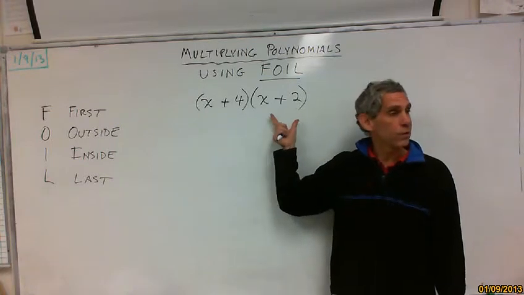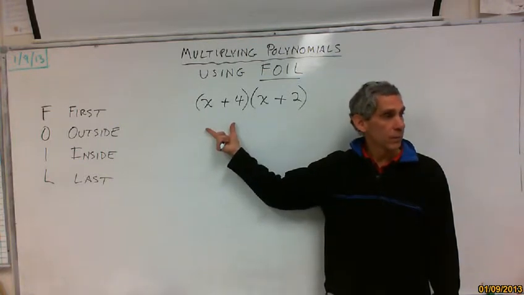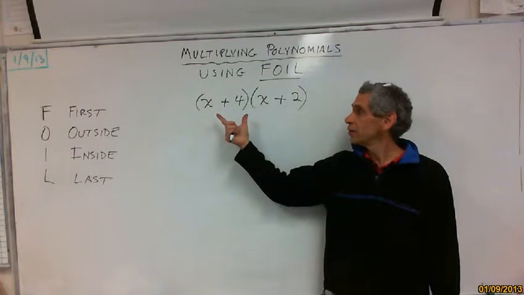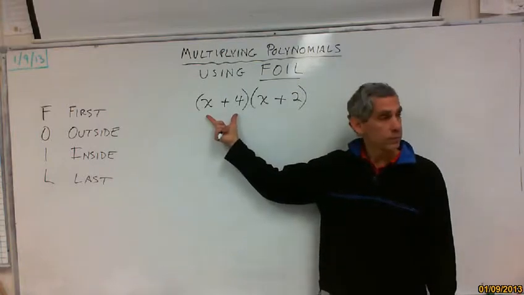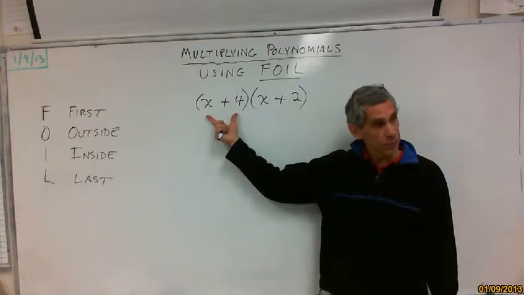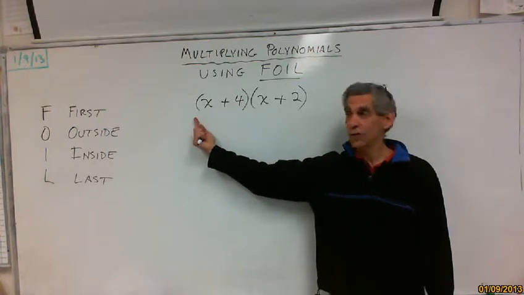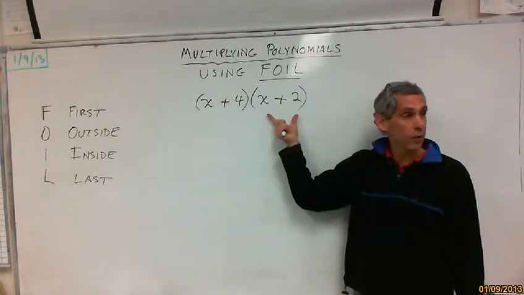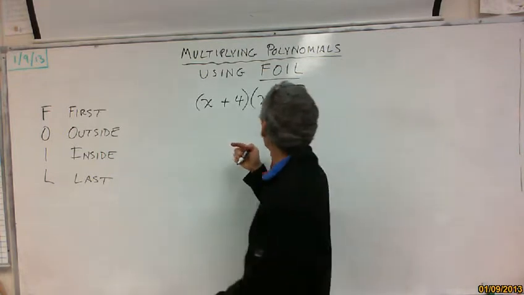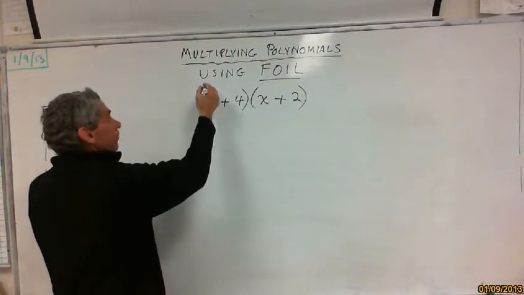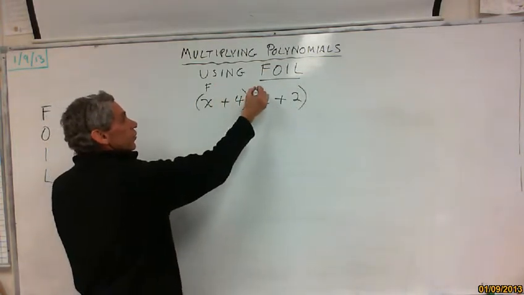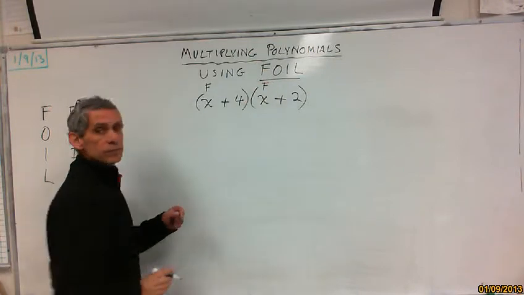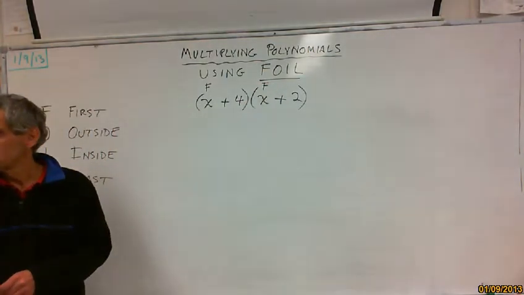Okay, this is a binomial. This is a binomial. What is the first term in this binomial? The first term. x, right? That's the first thing as you go from left to right. The first thing is x. Now here's another binomial. What's the first in this one? x, right. So your F is this. That's your first and that's your first. Does that make sense?